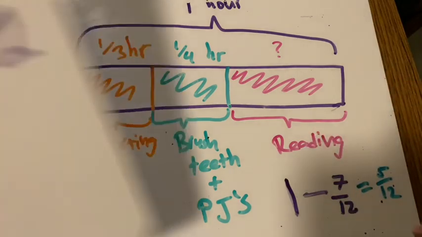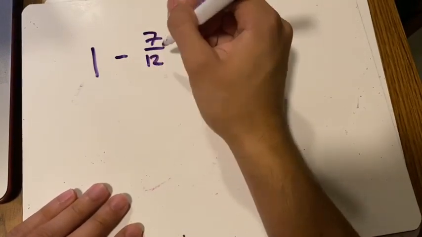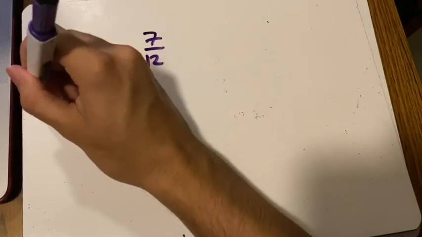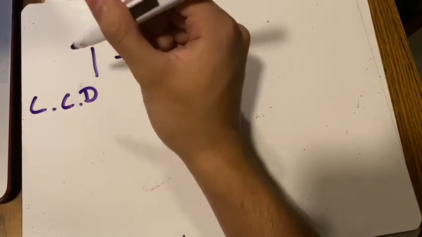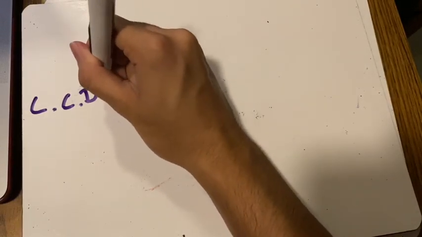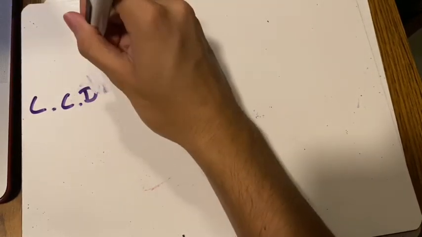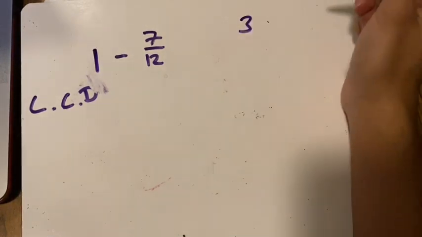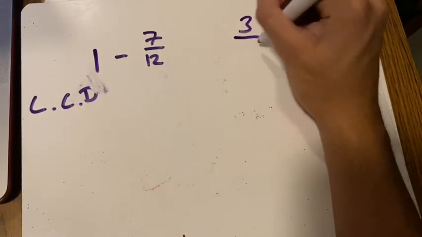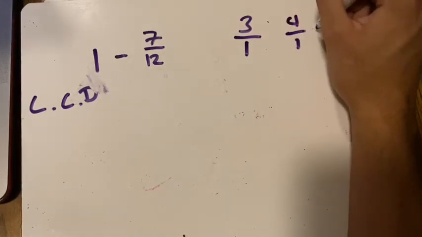Now another way you could have solved it is we have 1 whole minus 7 twelfths. You could have solved it using the least common denominator. I have LCD. Now, if you don't have any number, you're going to assume that the number at the bottom is 1. I'm going to repeat that again. Let's say that you just have, I don't know, a regular 3. We can assume that it's 3 over 1. Or 4 divided by 1, that's just 4.